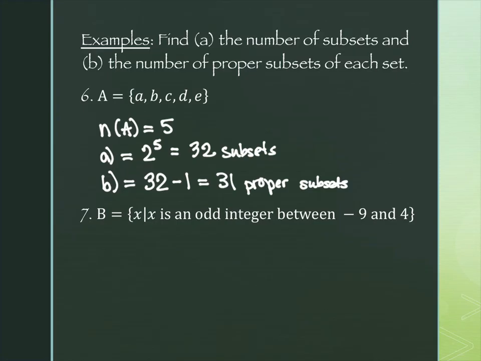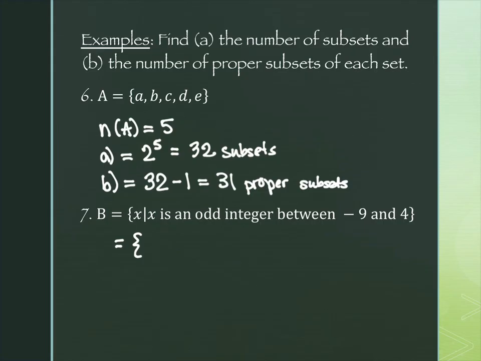All right, number 7 lists it differently. It actually gives that set notation. It says x, such that x is an odd integer between -9 and 4. And it probably would be a good idea for us to simply write out what those values are. So what are our odd integers between -9 and 4?